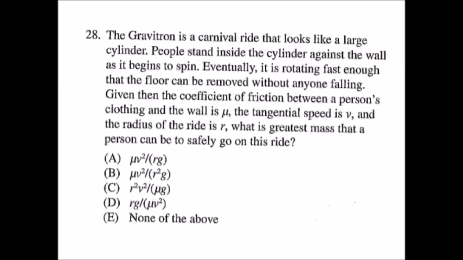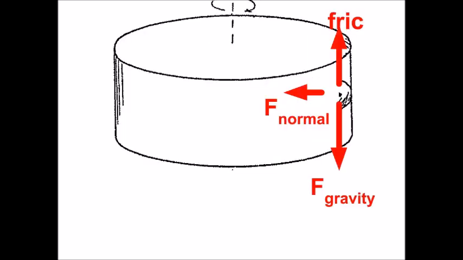And number 28, the Graviton, a carnival ride. It looks like a large washing machine, spin cycle type thing. People stand in the cylinder and it spins, and then the floor is removed and they don't fall, because that would be a lawsuit. Given the coefficient of friction and the person's clothing, mu, tangential velocity, v, what on earth are they talking about? Well, they're talking about this and they're talking about that.